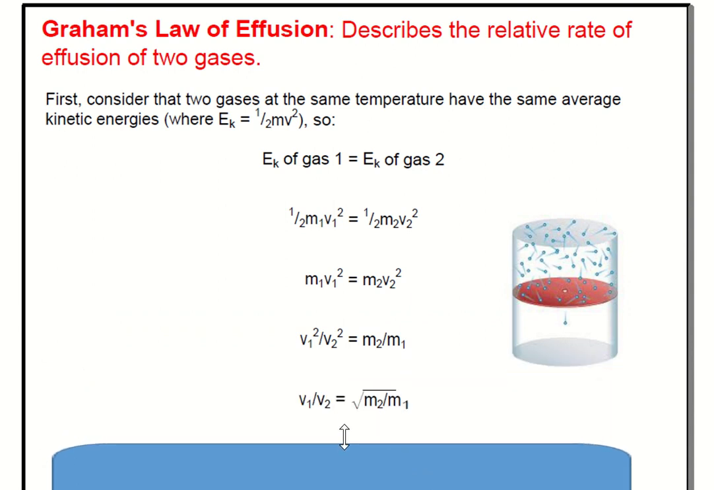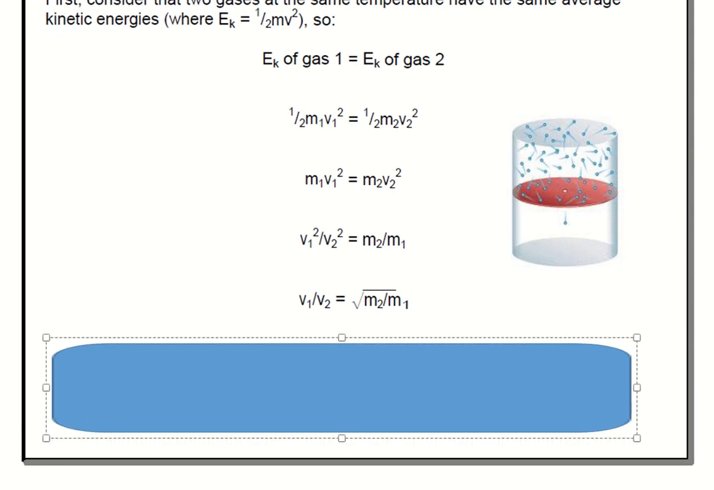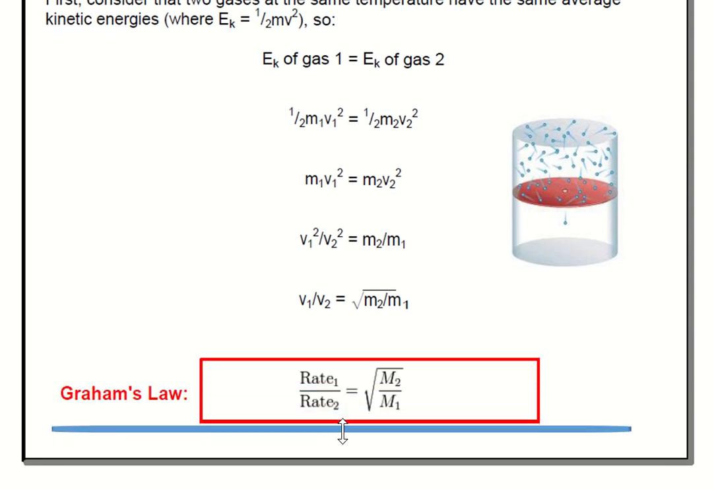And then oftentimes you see this equation simplified a little bit where we square root both sides and get v1 over v2, or the velocity of gas 1 over the velocity of gas 2, equals the square root of the molar mass of gas 2 over the molar mass of gas 1. That gives us Graham's law of effusion. And we can simplify velocity into a rate of effusion. Rate of effusion of gas 1 over rate of effusion of gas 2. That relative ratio of the rate equals the square root of the molar mass of gas 2 over the molar mass of gas 1.